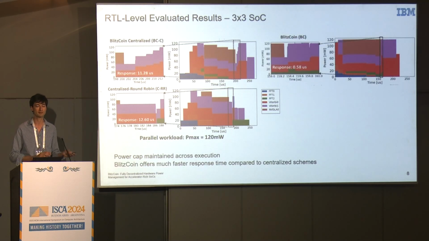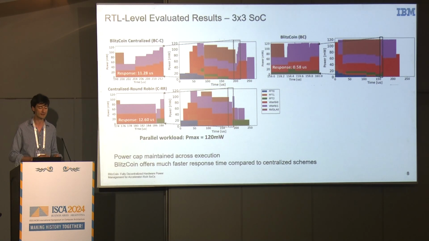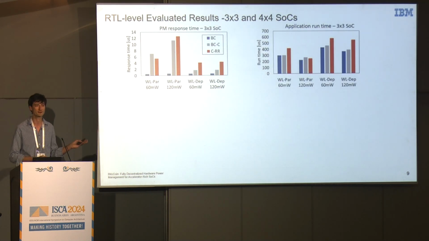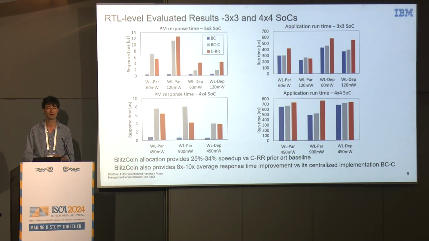In comparison, BlitzCoin, thanks to the distributed and hardware implementation, has a sub-microsecond response time, and hence, as you can see over time, really fully takes advantage of the available power cap. And this translates into a much faster workload execution as well. So this was one example of a 3x3 SoC. We've performed similar experiments on the 3x3 and 4x4 SoCs with both parallel and dependent workloads. We've seen in all those cases about 25 to 34% speedup compared to the CRR baseline, and on average 8 to 10x faster response time for BlitzCoin, which will be very important for scaling to large SoCs.